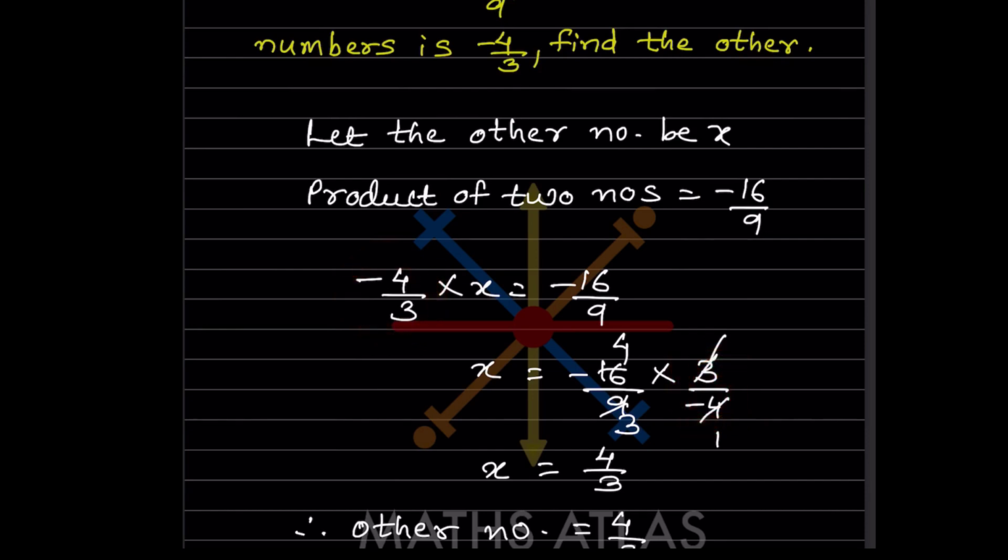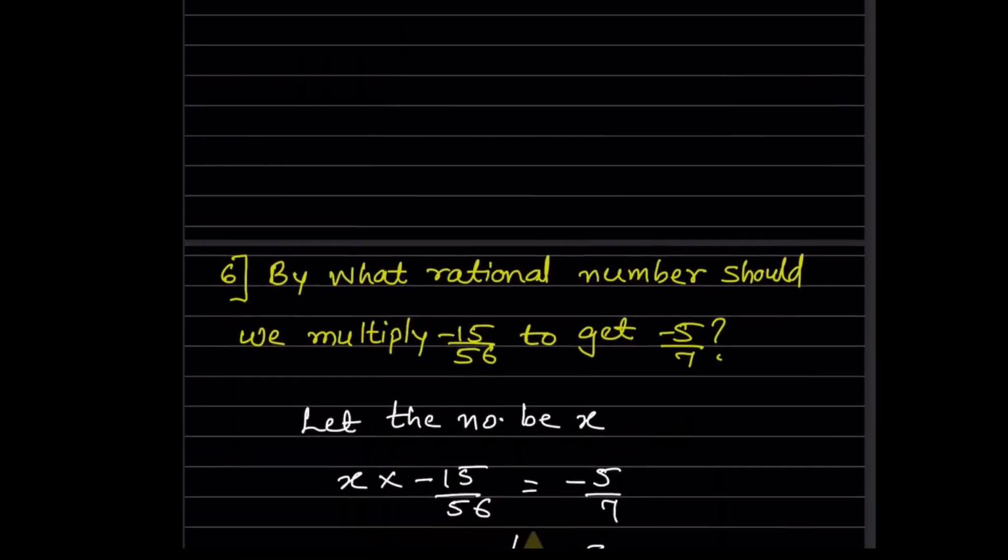So now you will simplify it. 3 ones are 3, 3 threes are, 4 ones are 4, 4 fours are. So now in both places minus, in the numerator that is going to be plus, so that is going to be 4 by 3. So the other number is 4 by 3.